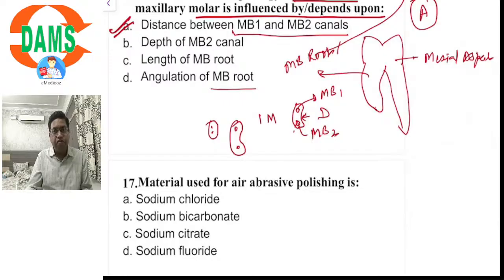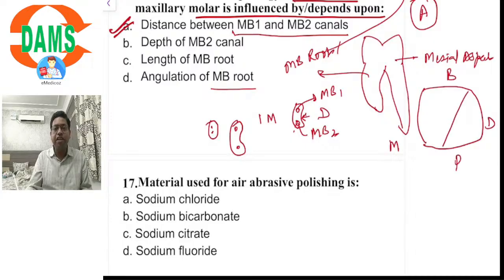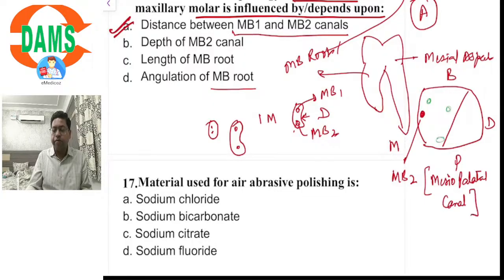What is the location of the MB2 canal? In a maxillary molar, if we look at the occlusal surface, mesial side, distal, buccal and the palatal side, this is the oblique ridge. This would be the MB1. This is distobuccal. This is palatal. And here MB2 would be located. MB2 is also called the mesiopalatal canal. Okay, this is MB1, this is MB2.